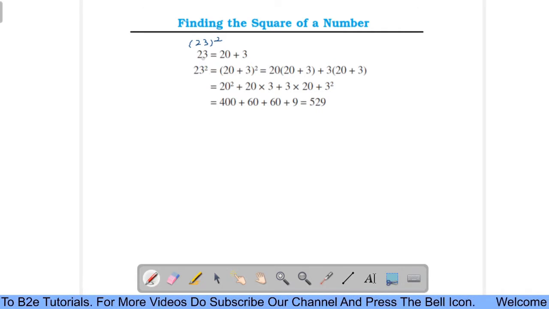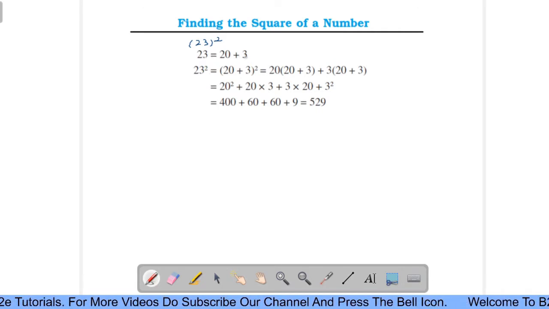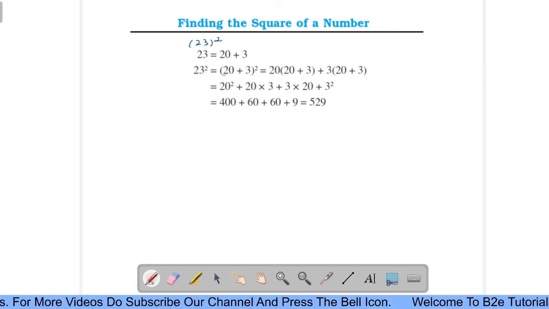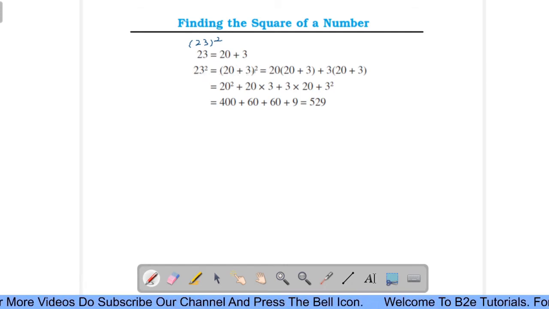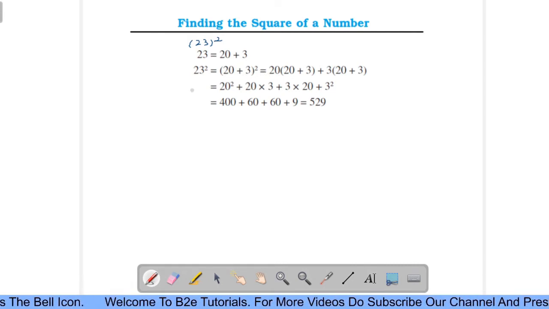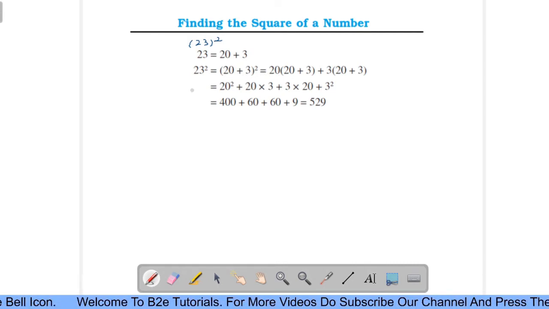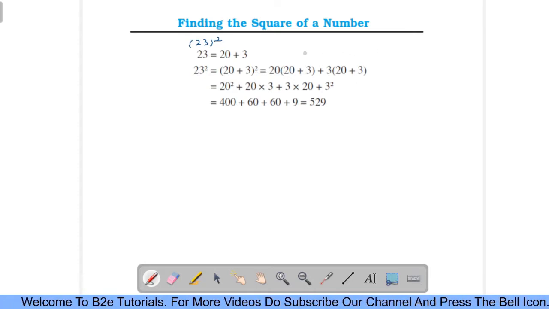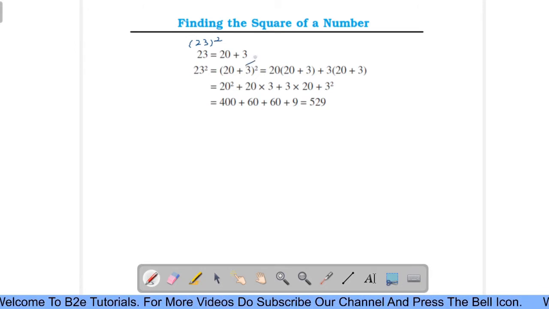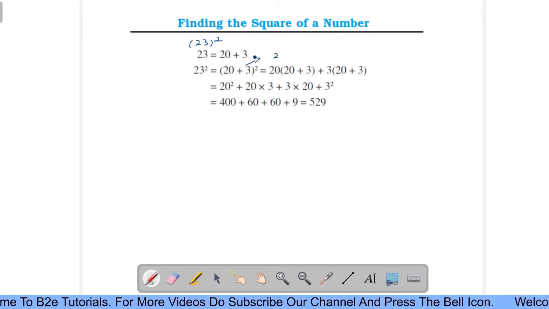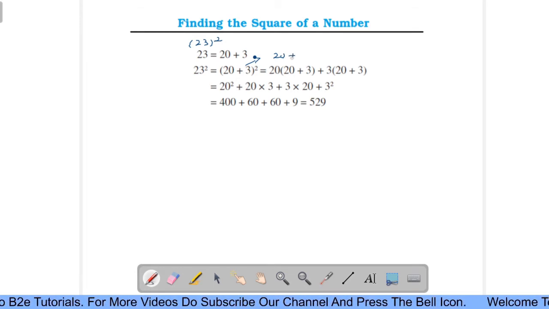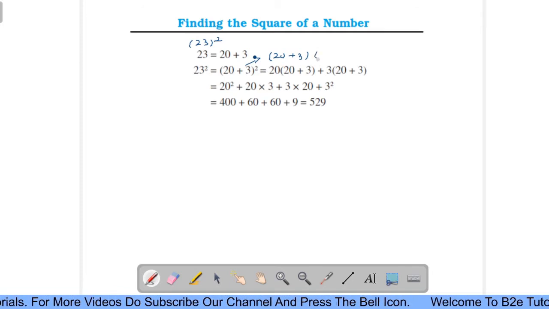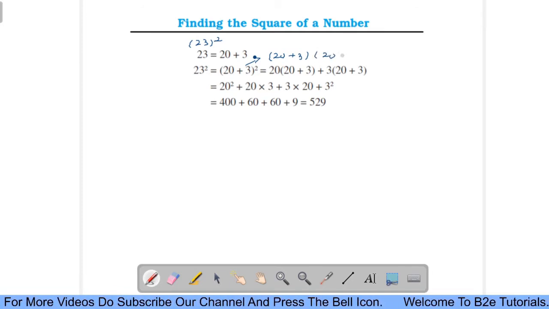Here 23 can be written as 20 plus 3. Therefore 23 square equals 20 plus 3 whole square, and here 20 plus 3 whole square you can write twice, that is 20 plus 3 and 20 plus 3.